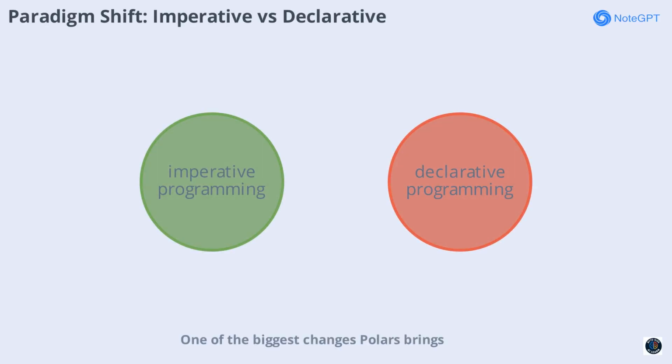One of the biggest changes Polars brings is a shift from imperative to declarative programming. In the imperative style, you specify each step: filter, assign, group, and so on. This creates intermediate objects and executes operations step by step. In contrast, the declarative approach lets you define the end goal, and the engine figures out the optimal way to get there. This not only simplifies your code but also allows Polars to optimize the entire workflow for performance.